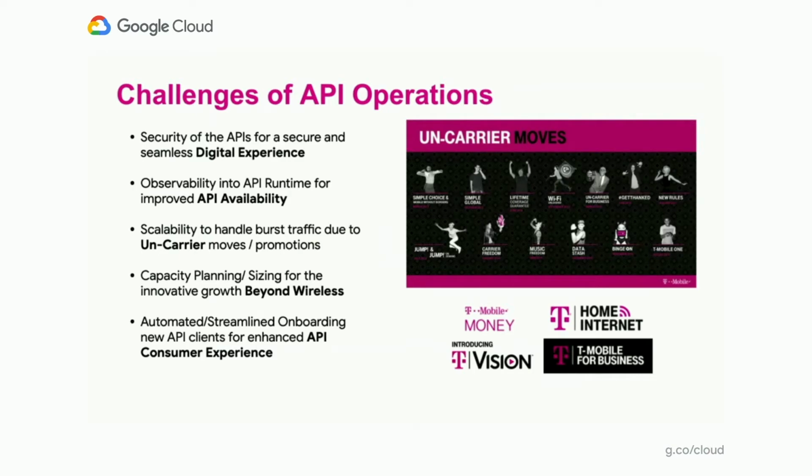On a similar note, capacity planning to support new innovative growth that we foresee beyond wireless, like our banking service, T-Mobile Money, our TV service, T-Vision, and others. And then streamlining the API consumer and partner onboarding process to access T-Mobile APIs to improve the API consumer and partner experience and agility. AI and ML have definitely helped us in addressing some of these challenges.